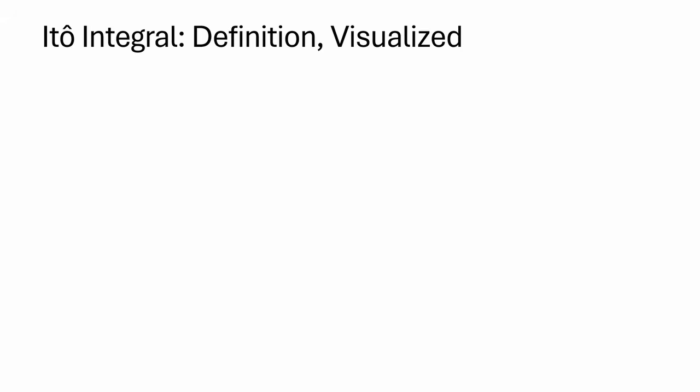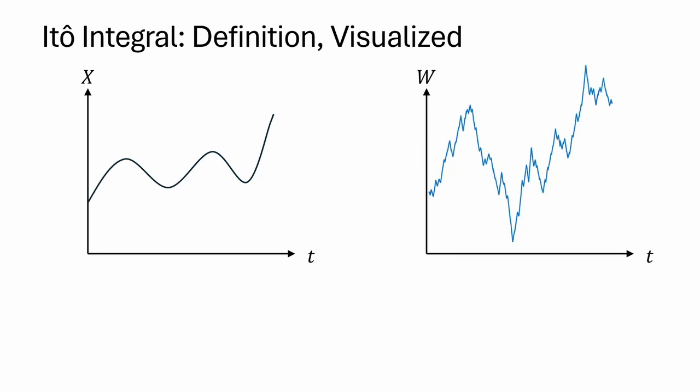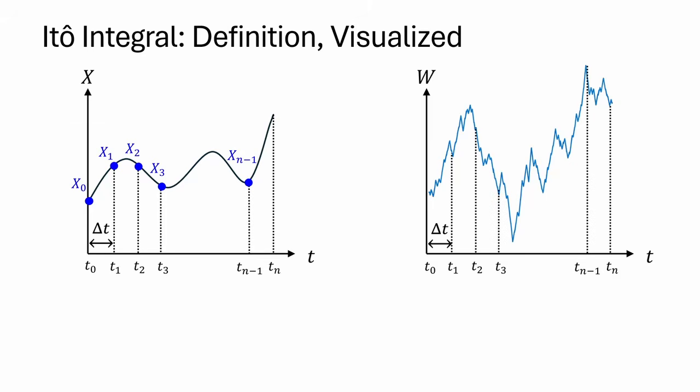And here we have a visualization of the definition. This is the function X, and here we have the Brownian motion. First, let's partition the time interval in the graph of X. Evaluate X at all the left endpoints. Notice that we don't even need the value of X at the final endpoint. And then we partition the time interval on the graph for the Brownian motion.